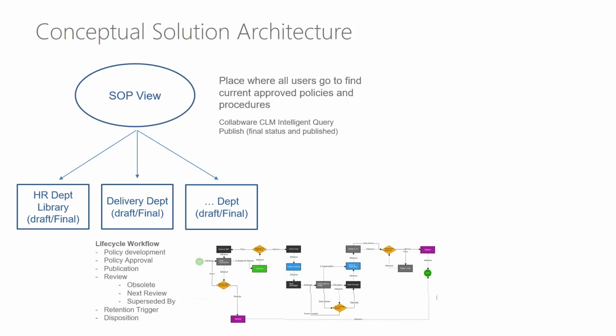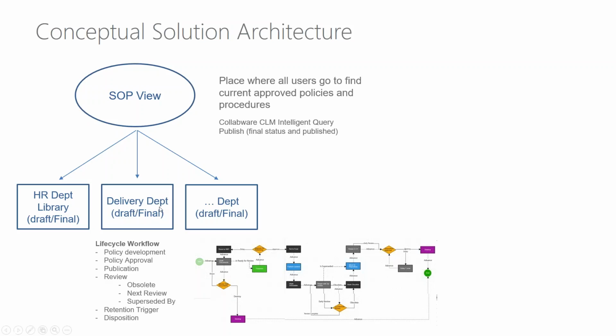So we do that, but then we also apply a workflow. Don't worry about all this detail down here. It's pretty small to read, but we've got a workflow. I'll show you this on the next slide. But while those things are drafted and made final, we also have a certain lifecycle workflow for our policies. We go through a developmental phase. We go through an approval phase. We then maybe publish it. We have a periodic review that takes place, and at some point we don't need that anymore, and there's a retention trigger that needs to kick in, and finally we do disposition. So some of that workflow needs to happen, right?